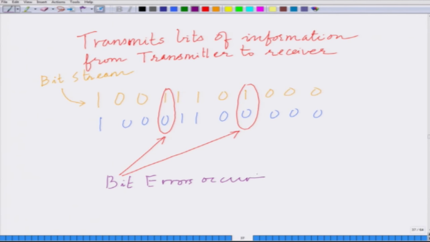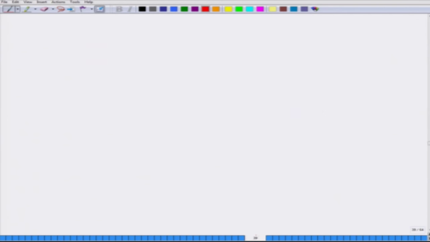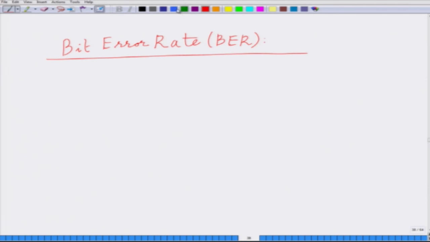and bit errors occur during this communication process. And the average rate at which these bit errors occur during the communication process is termed the bit error rate. Bit error rate is simply the average rate of bit errors. So, bit error rate or BER is basically the average rate of bit error for a particular communication system.